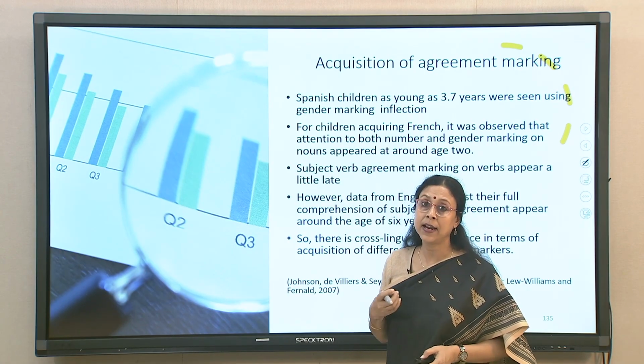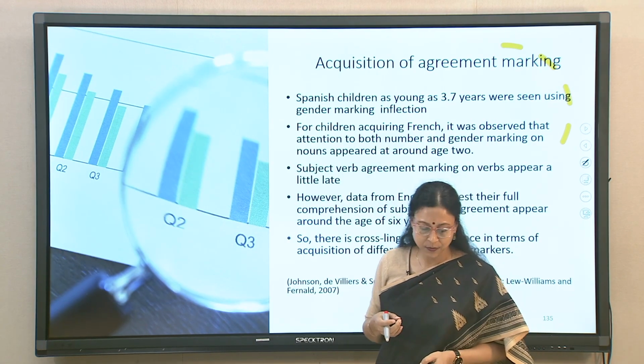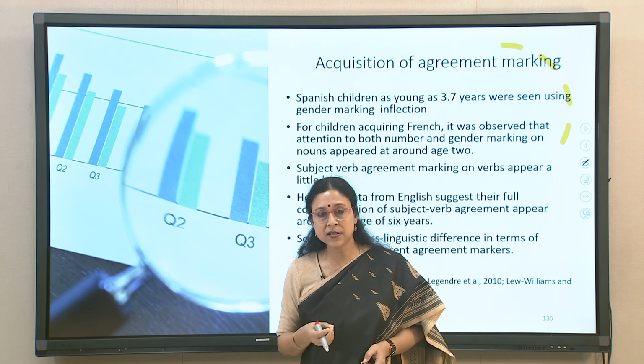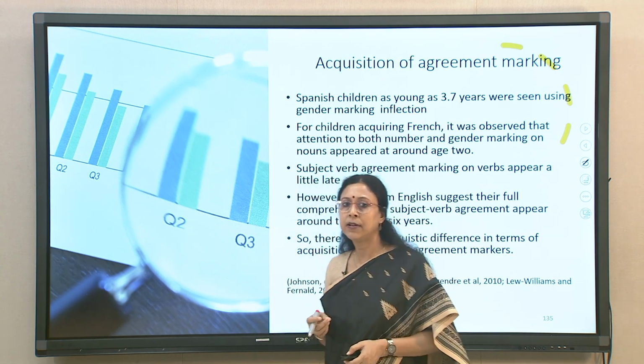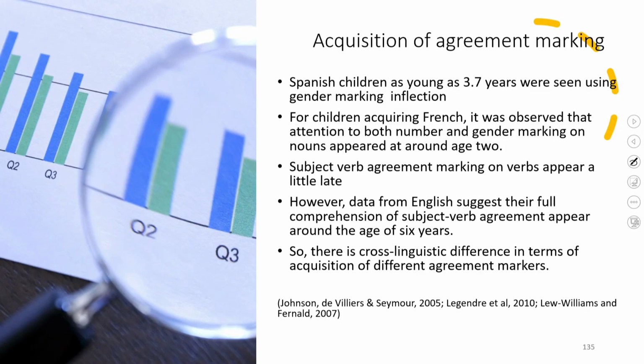Similarly, acquisition of agreement is another interesting domain as far as inflectional morphology goes. There were many cross linguistic studies. In a Spanish study, for example, Spanish children as young as 3.7 years were seen using gender marking inflection correctly, because Spanish has grammatical gender. So, children were found to use those inflections correctly.